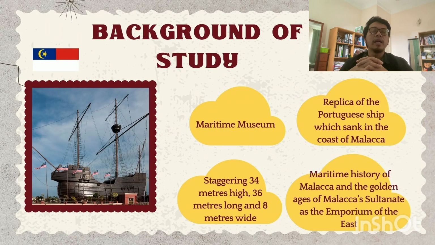The background study of our project is the Samudra Museum, which is a maritime museum that tells the maritime history of Malacca and the golden ages of the Malacca Sultanate as the Emporium of the East. The ship is a replica of the Portuguese ship which sank off the coast of Malacca. The ship has a staggering height of 34 meters, is 36 meters long, and 8 meters wide.